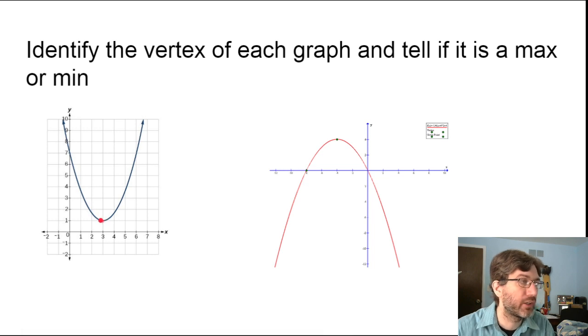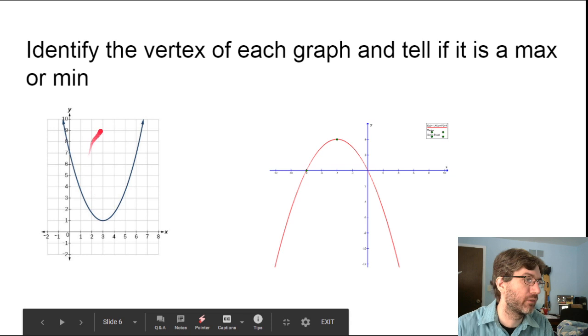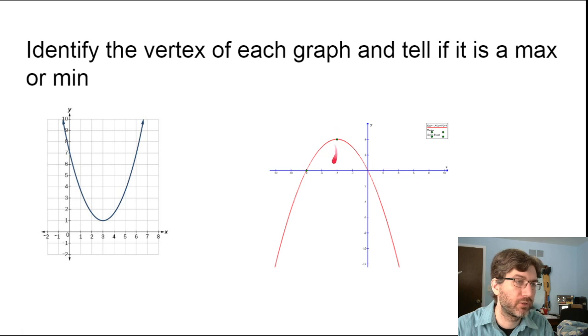So your vertex for this graph is going to be 3 on the x, 1 on the y, so (3, 1). And your axis of symmetry is this line right here, this vertical line at x equals 3. Over here, your axis of symmetry is at -4, because this is going by 2's. So this is at -4, and your vertex is at -4, +4, going up.